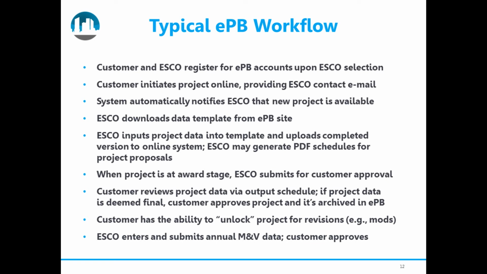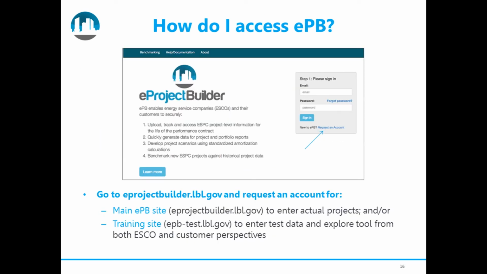They can then submit that information for the customer review in eProject Builder. Once that happens, an email is generated to the customer that says this project's ready for your review. And then the customer can decide whether to approve it and commit it to the database, or if it needs more changes, they can unlock it. Once the project is archived in the database and at final proposal stage, you can still mod it later, but at that time the M&V module becomes available and the ESCO can start entering annual M&V data when it becomes available.